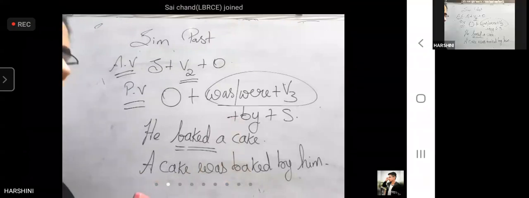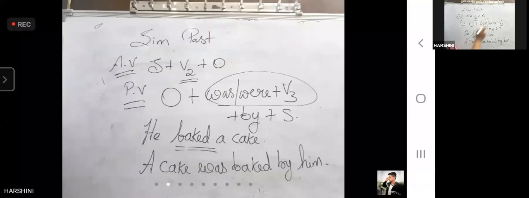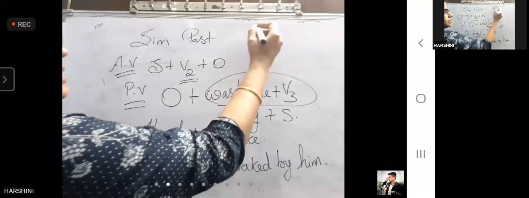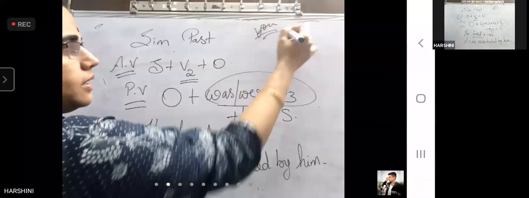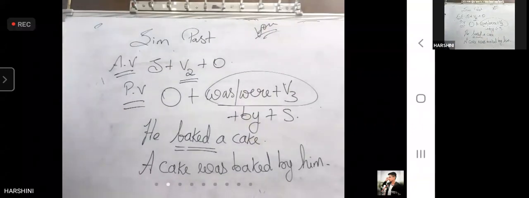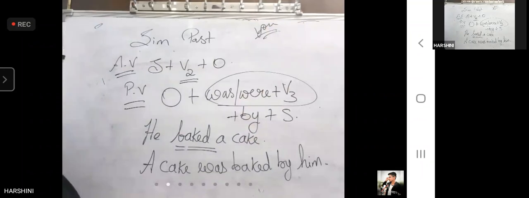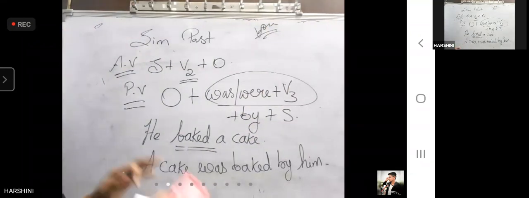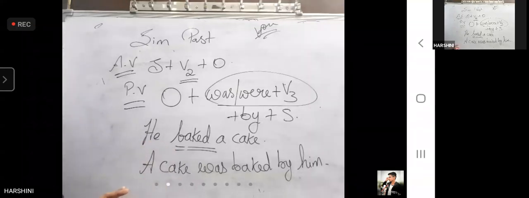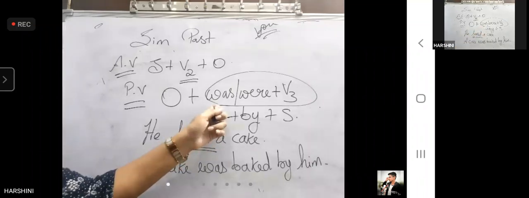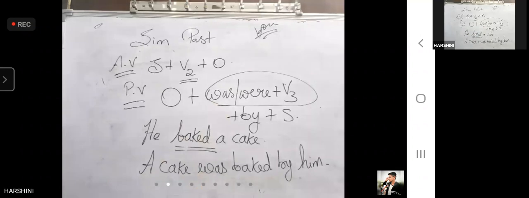Was is used mostly for singular, except for you. Tremors is plural, so we have to use were. A lot of tremors were felt by him. Okay, so make a note of the simple past, all of you, and encircle the middle one.